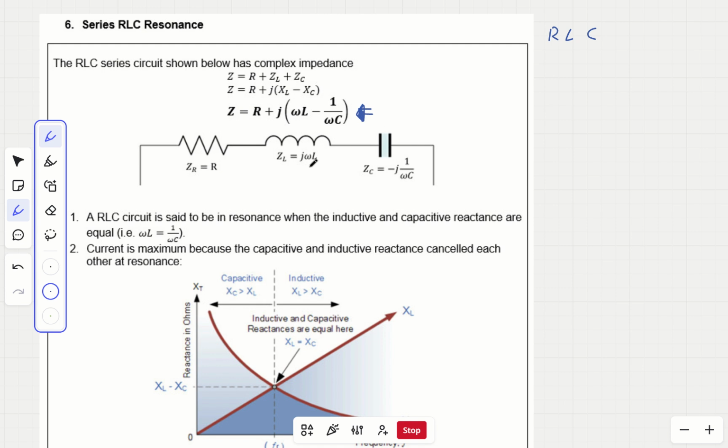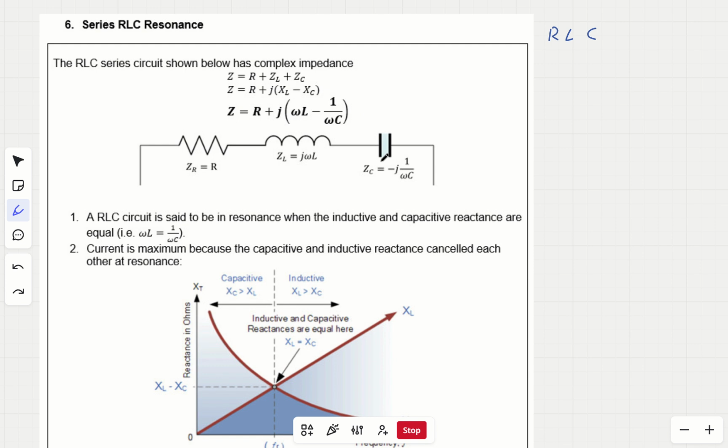We have also seen that if the inductive component is bigger than the capacitive component, then the whole circuit will be inductive. On the other hand, if the capacitive impedance is larger than the inductive impedance, then the entire circuit will become more capacitive.